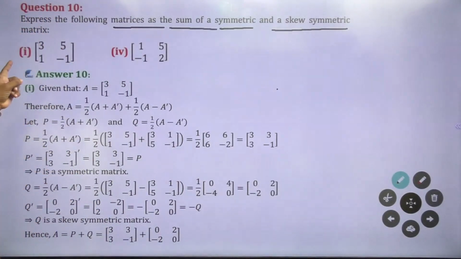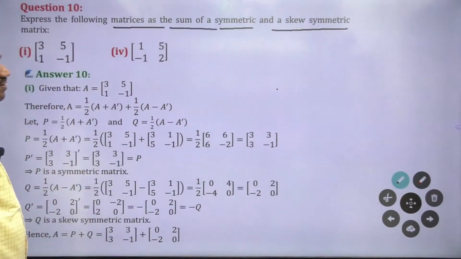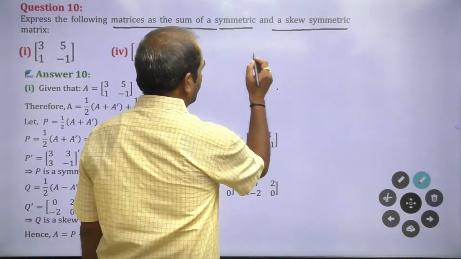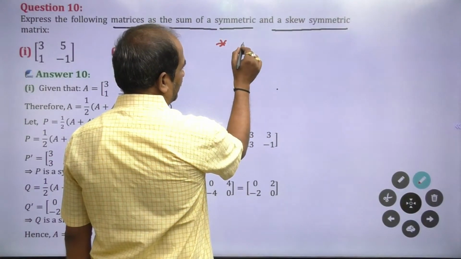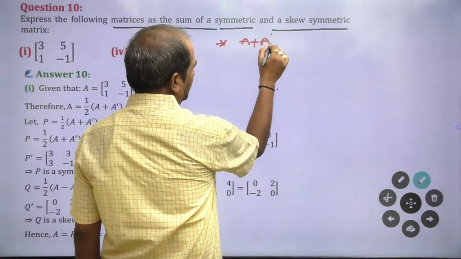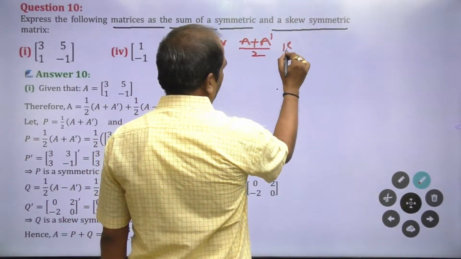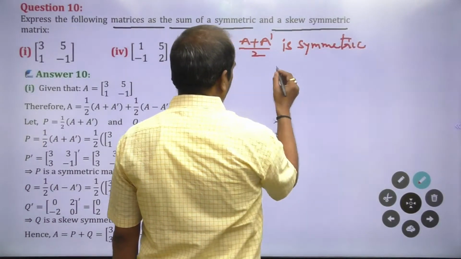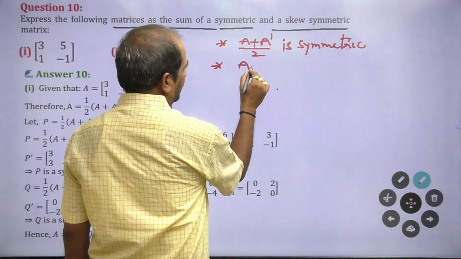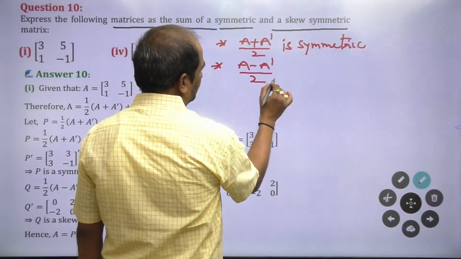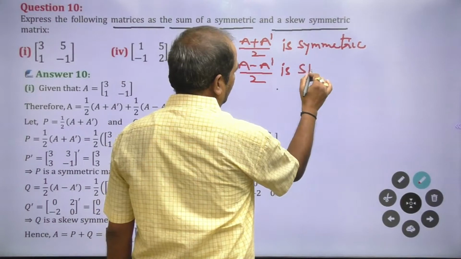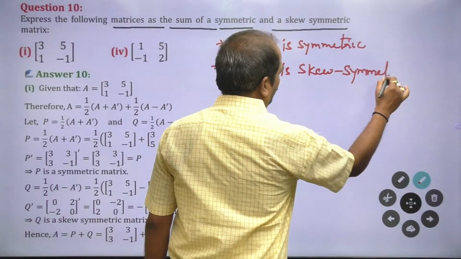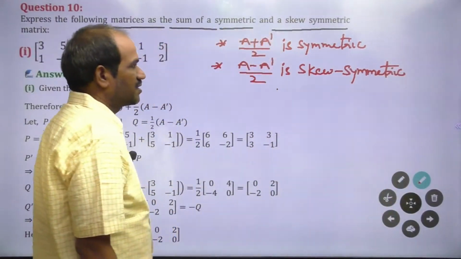Alright, here in this given matrix, A is equal to this matrix. The symmetric matrix formula: A plus A dash by 2 is a symmetric matrix. The remaining formula: A minus A dash by 2 is a skew symmetric matrix.